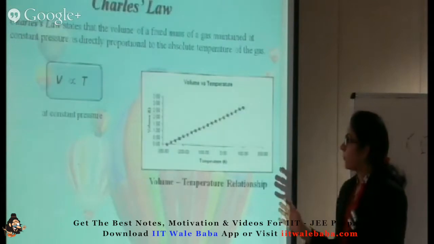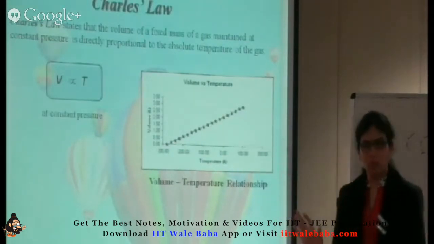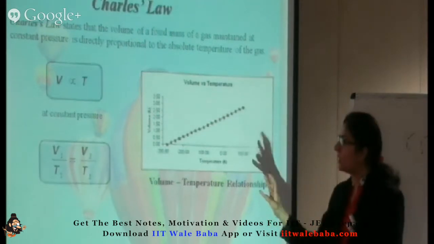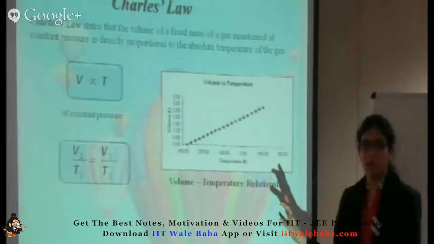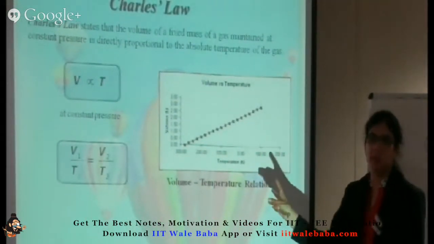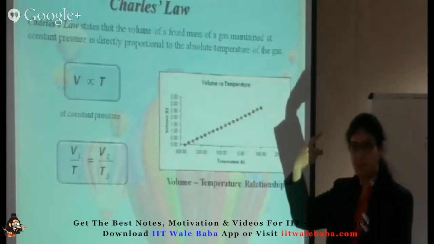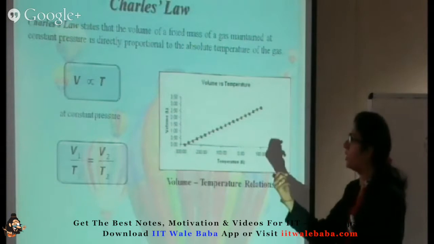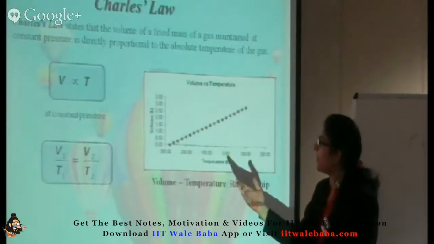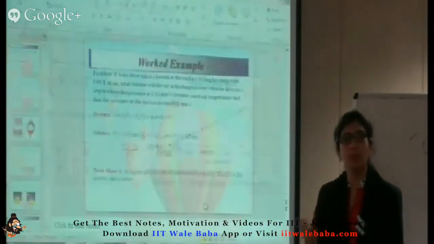Next, after discussing Boyle's law, I hope it is clear to you. Then we have Charles' law. I told you that all these variables are interrelated. You keep one constant and see the variation of the other two. In Boyle's law, you kept temperature constant. Here in Charles' law, you have to keep pressure constant, and then you see the variation of volume with temperature.